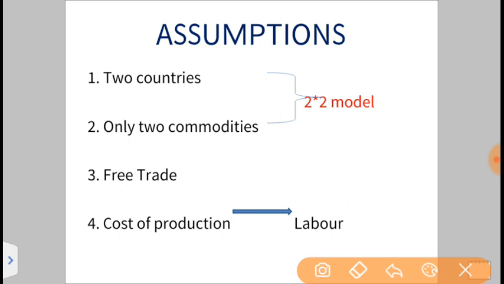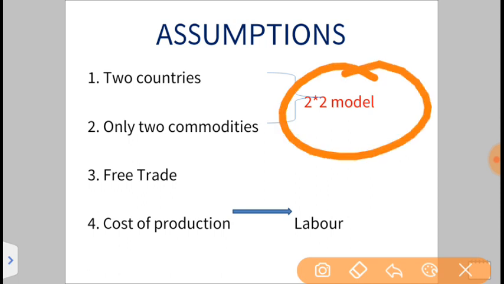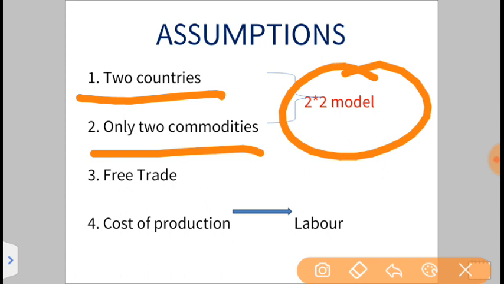Basically, it's a 2 into 2 model. 2 into 2 model means there will be only two countries and there will be only two commodities. So those two countries and those two commodities are involved in the trade only, and there is no other country, there is no third country involved, and those two countries cannot produce the third commodity, and there will be free trade between those two countries.